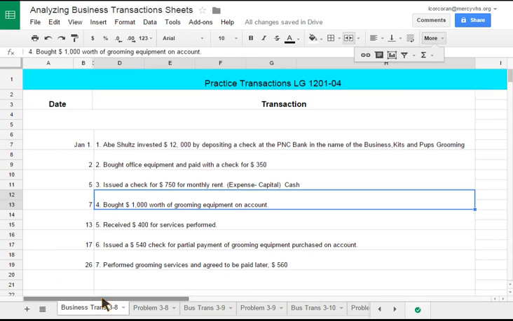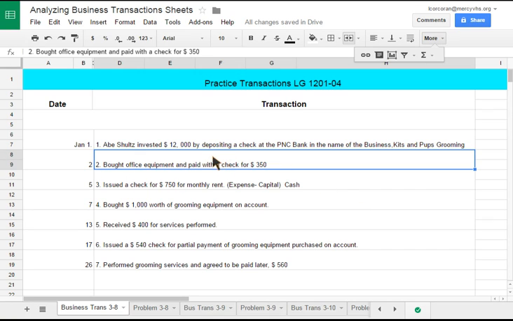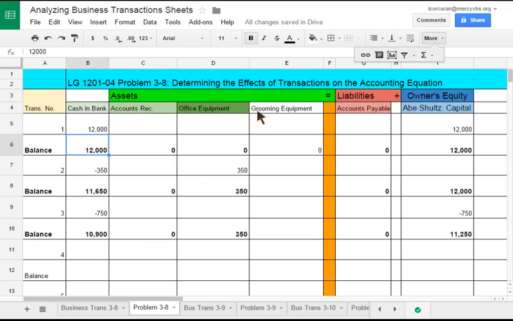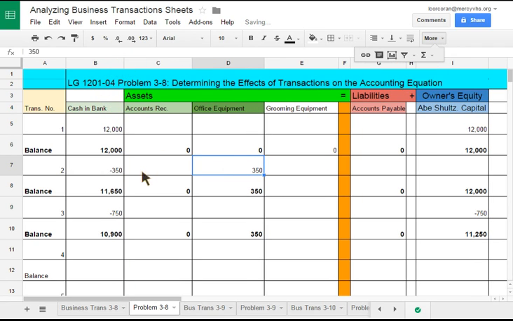The next transaction, Abe buys office equipment and he pays with a check for $350. When we pay with a check, it's the same as paying cash, and we're looking at what we got for that cash, and we got office equipment. So we determine which two accounts are affected. Because we got equipment, office equipment must be increased by $350. And because we paid with cash and bank, our cash must be decreased by $350. And remember, if they're on the same side of the equal sign, this orange line here, one must be increased, the other must be decreased.